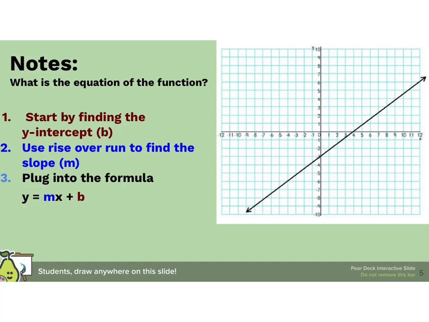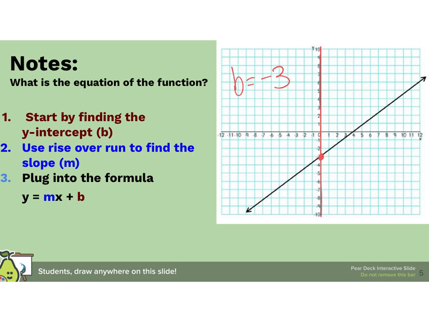Okay, so what is the equation of the function or the line, the graph? So it's the same as when you're graphing it. You want to start by finding the y-intercept. So where is it crossing this y-axis? It's crossing right here. So the y-intercept is -3.